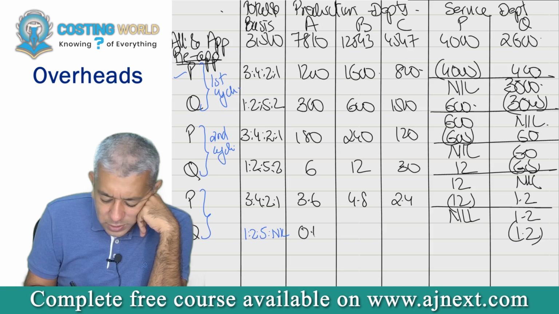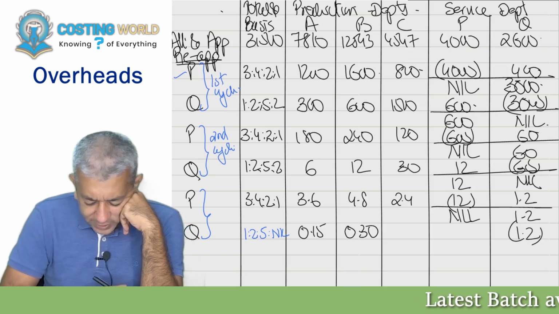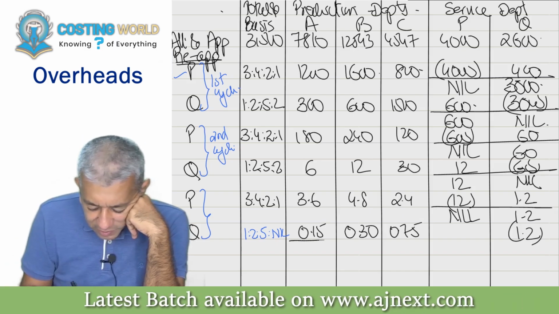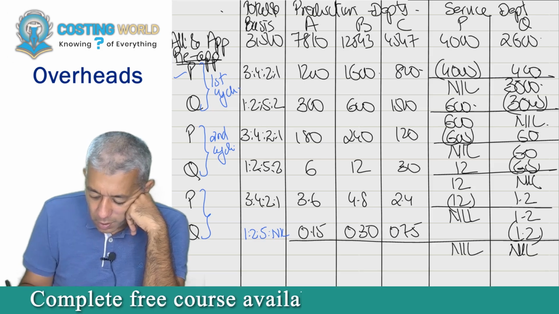That comes to how much? 0.15. 0.3. Correct? No? What I am writing? Yes, sir. 0.75. Finally, beta, this was automatically nil. This will also become nil, no?